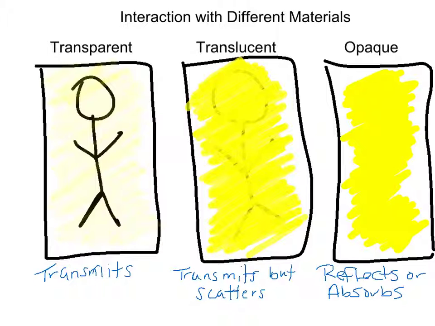So these are the 3 materials that light waves have to interact with, and the type of material will determine what's going to happen with the wave.